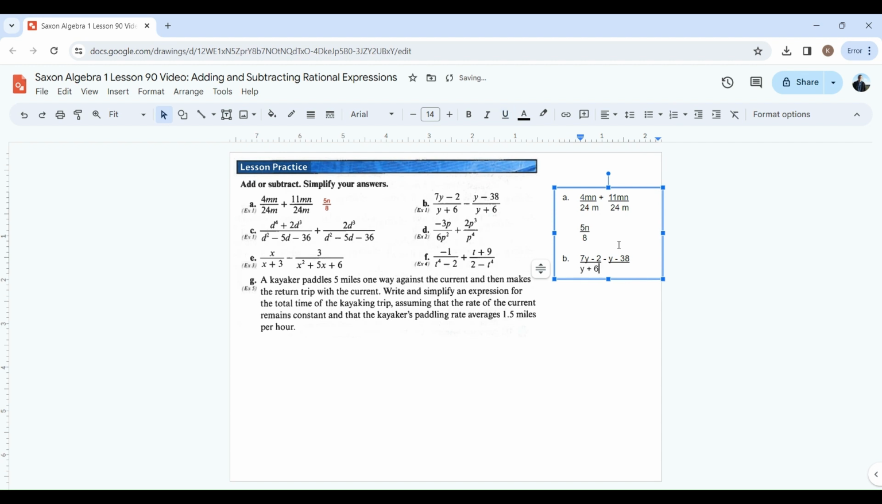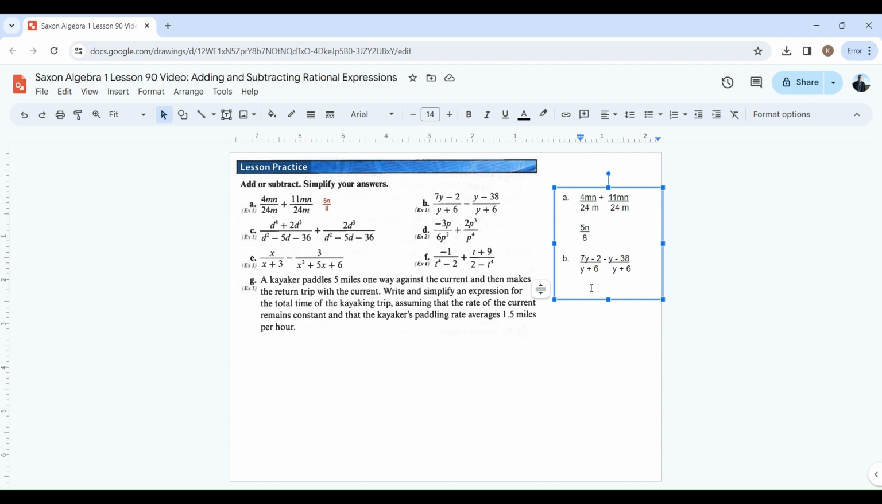Y plus 6, and our denominator on the other side is y plus 6. Now, immediately when I see a variable plus a constant, I'm asking myself, I wonder if that's going to factor out somehow. Let's find out. Now, the rules for adding and subtracting fractions haven't changed. I'm going to subtract across the top, leave the bottom alone.